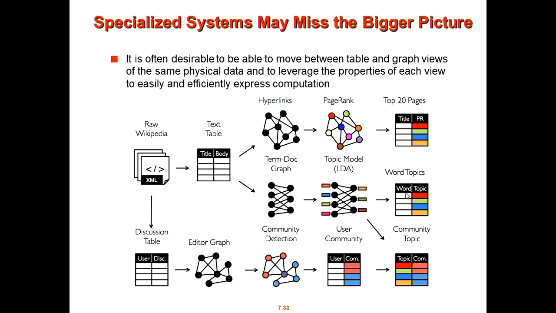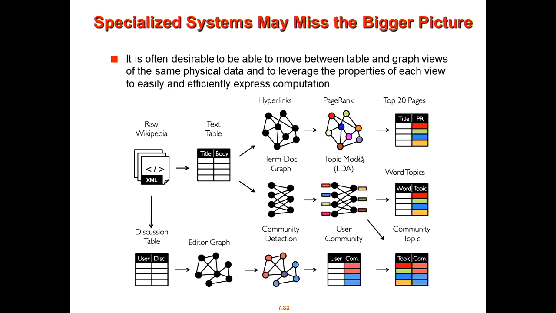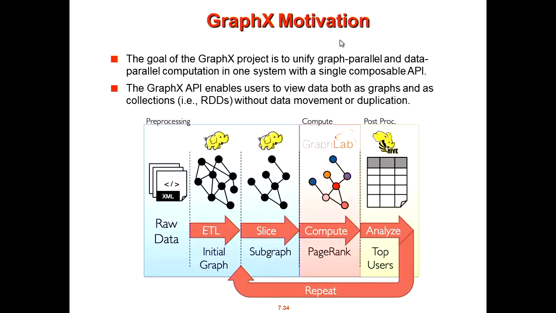So in the whole picture, we can see that sometimes we need the graph representation of the data, and sometimes we need a table representation of the data. Which means that both the general big data processing systems and the specialized graph processing systems miss some parts, right? So the motivation of GraphX is to combine them, to unify graph-parallel and data-parallel computation in one system with a single composable API.